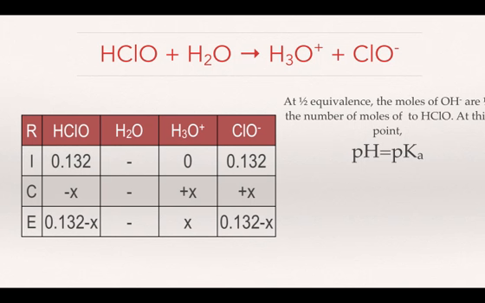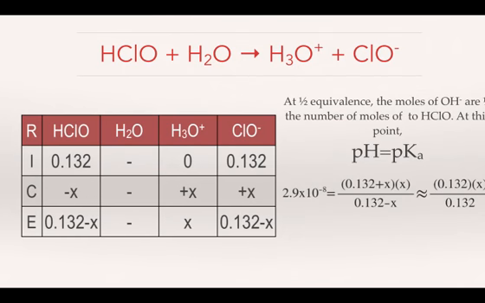Now, I'm going to go ahead and show the equations that we would use to solve the equilibrium expression for this. But keep in mind, we could find the pH by simply taking the negative log of the Ka value. If we were to plug in and solve the equation, you will see here why pH is going to equal pKa. Our equilibrium expression, 2.9 times 10 to the negative 8th, is going to approximately equal 0.132x divided by 0.132. The 0.132's cancel out, leaving us with x equaling our Ka value. That Ka value is equal then also to the hydronium ion concentration.